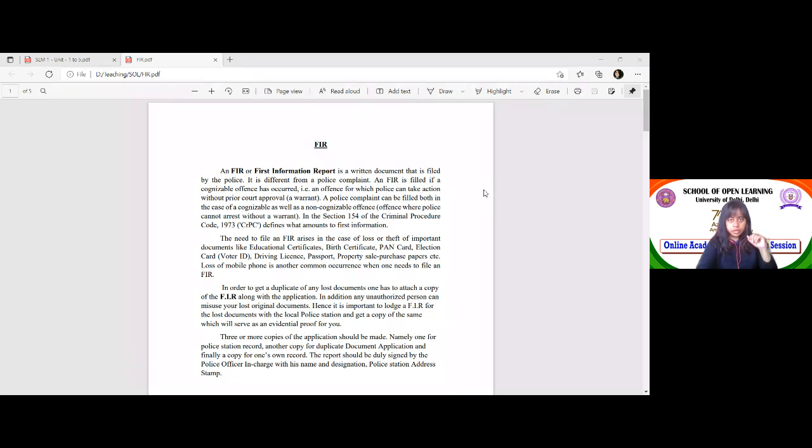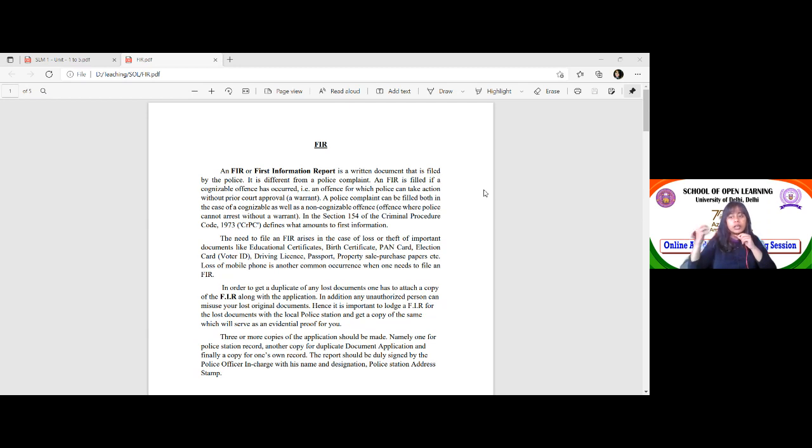Okay. So this is the FIR. Now, what is an FIR? An FIR is a first information report, which is a written document that we file at the police station. Now, when do we file this, and how is it different from a police complaint?